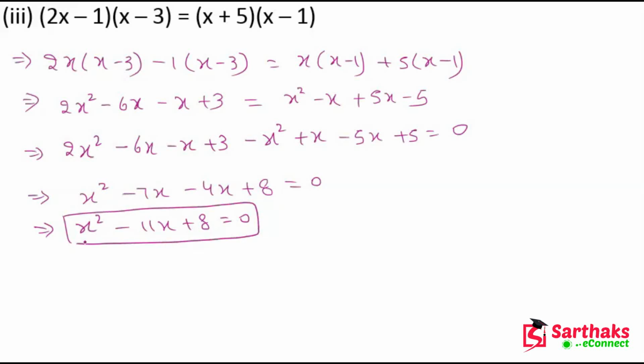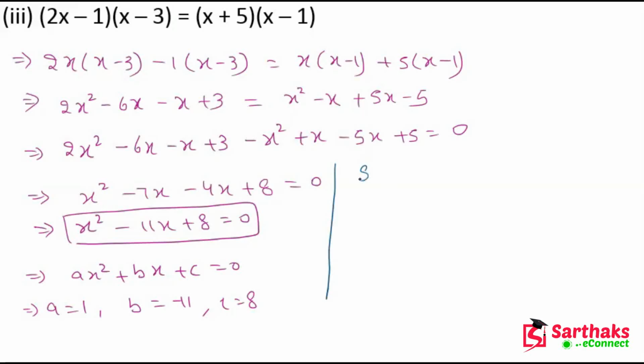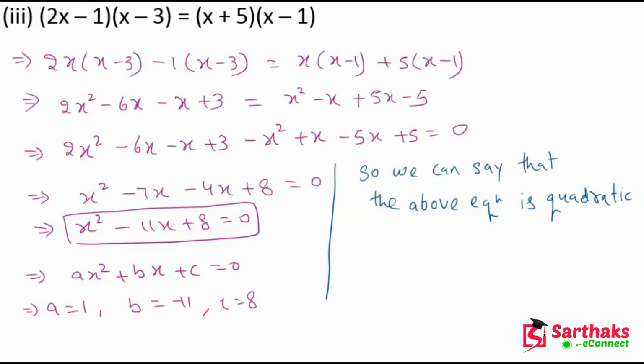So now we are comparing this equation with ax square plus bx plus c is equal to 0. Then we get a is equal to 1, b is equal to minus 11, c is equal to 8. So we can say that the above equation is a quadratic equation.